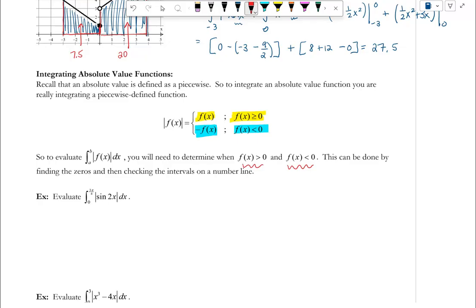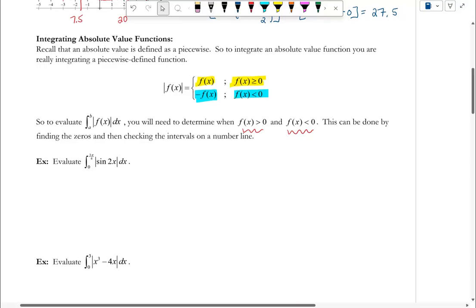So for our first example, we want to integrate the absolute value of sine of 2x, and we want to evaluate that from 0 to 3 pi over 4. So the first thing we need to figure out is where is the sine of 2x positive and negative. So I'm going to start by setting the sine of 2x equal to 0.